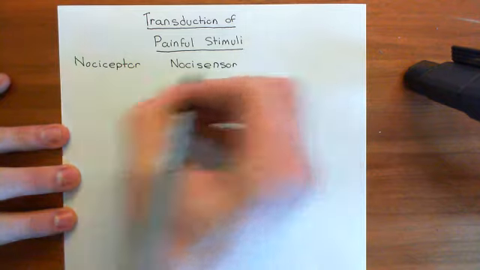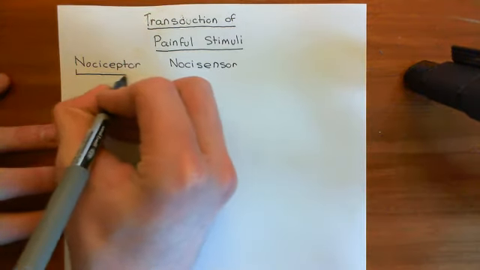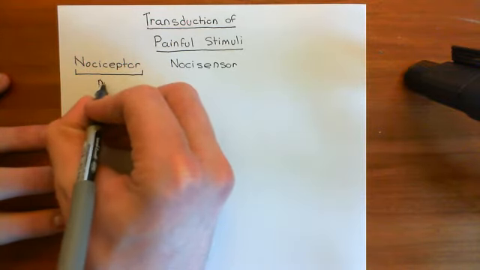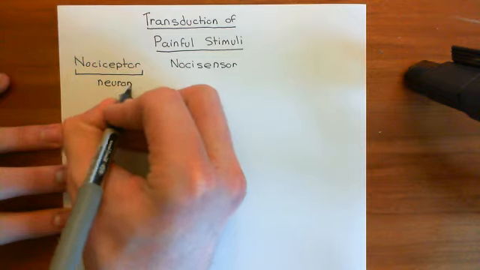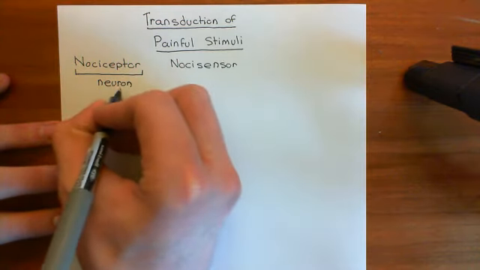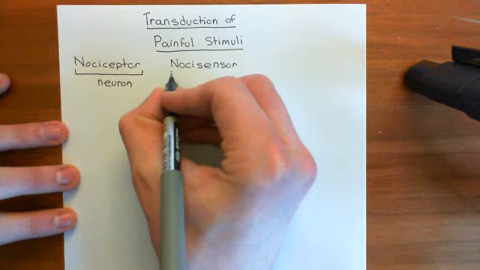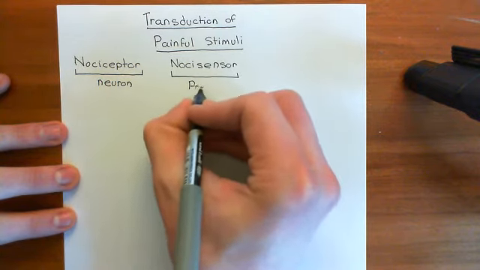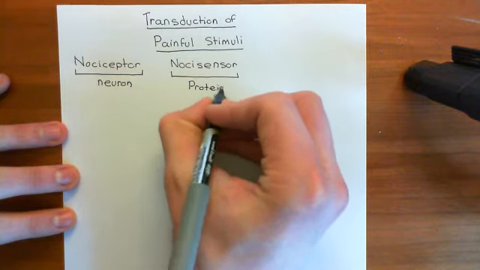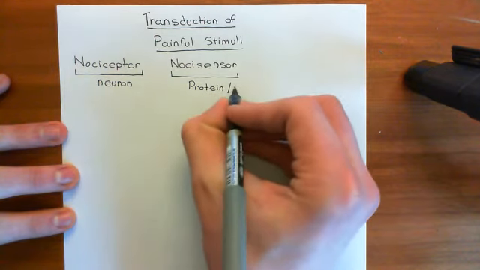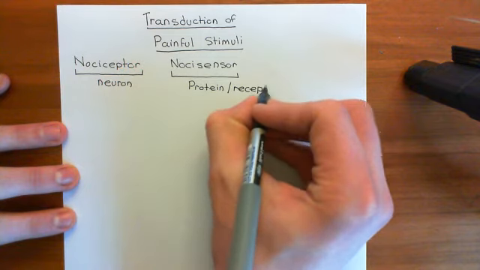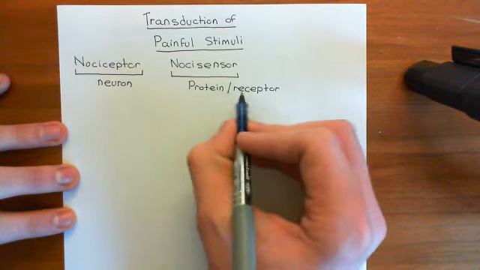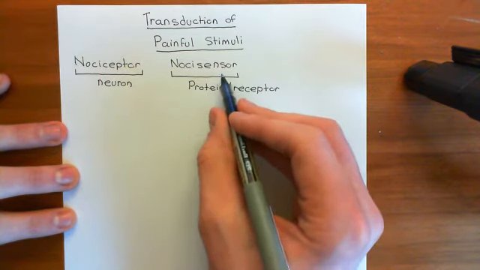A nociceptor is the name for a neuron which detects painful stimuli. So this is a neuron which detects painful stimuli, what I've previously just been calling a nociceptive neuron. Whereas a nocisensor is a protein which detects, well, not necessarily a protein, but some sort of receptor, basically, protein/receptor. They are going to be proteins, the ones we're going to look at. So the protein/receptor which detects the noxious stimulus.